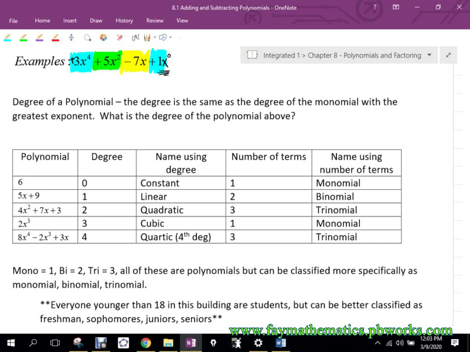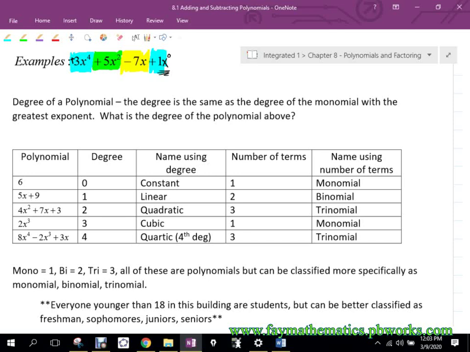So if we look at that example there, because we're able to identify each one of those as a fourth degree, second degree, first degree, 0 degree, if I ask you what the degree of the entire polynomial is, the entire highlighted phrase, it's the greatest of those. So it would be a fourth degree polynomial. Does that make sense? Okay.